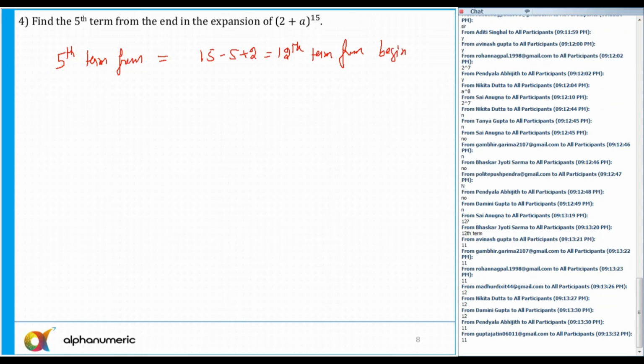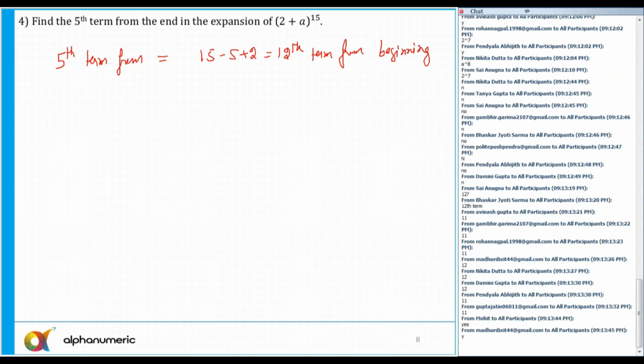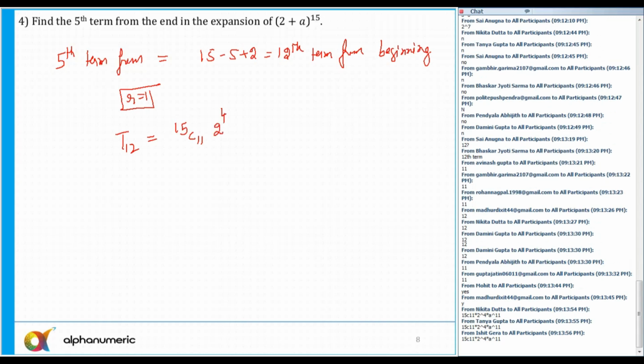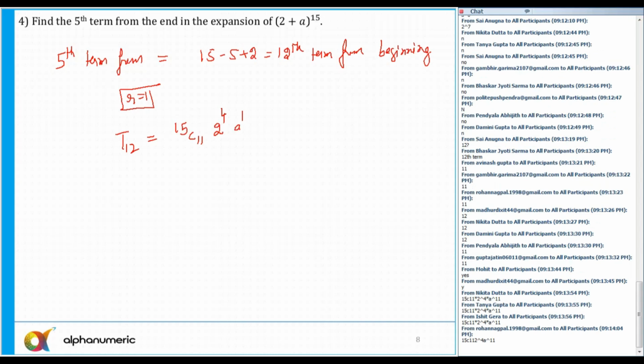Is that part clear to all of you? Okay. So 12th term from the beginning. So it means r must be equal to 11. So I can say T12 means r is equal to 11. So nCr, 15C11 into x raised to power n minus r, so 2 raised to power n minus r, so 15 minus 11, that is 4, into y raised to power r. So that is equal to e raised to power 11. And that is the answer.